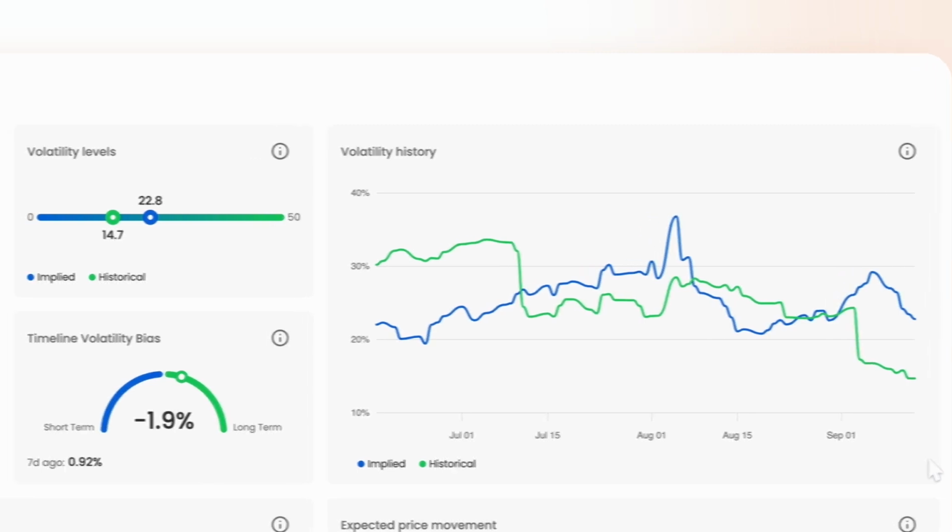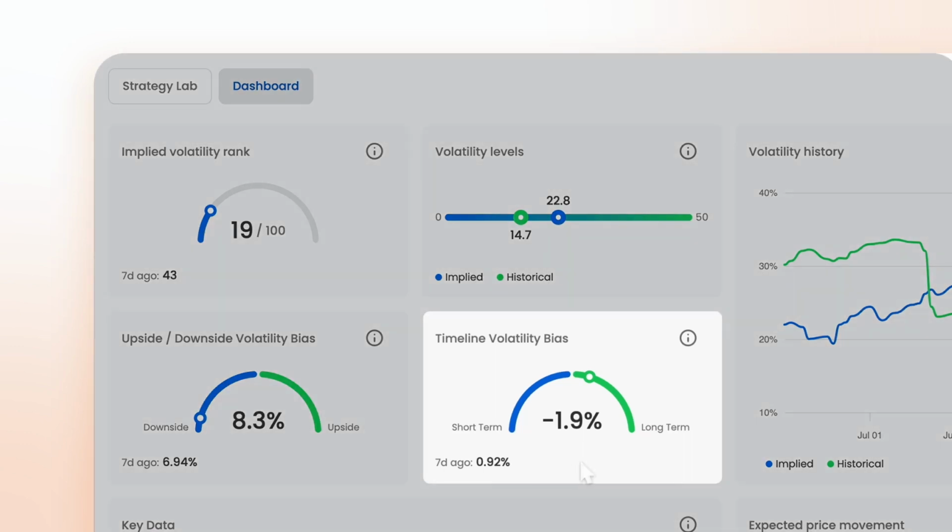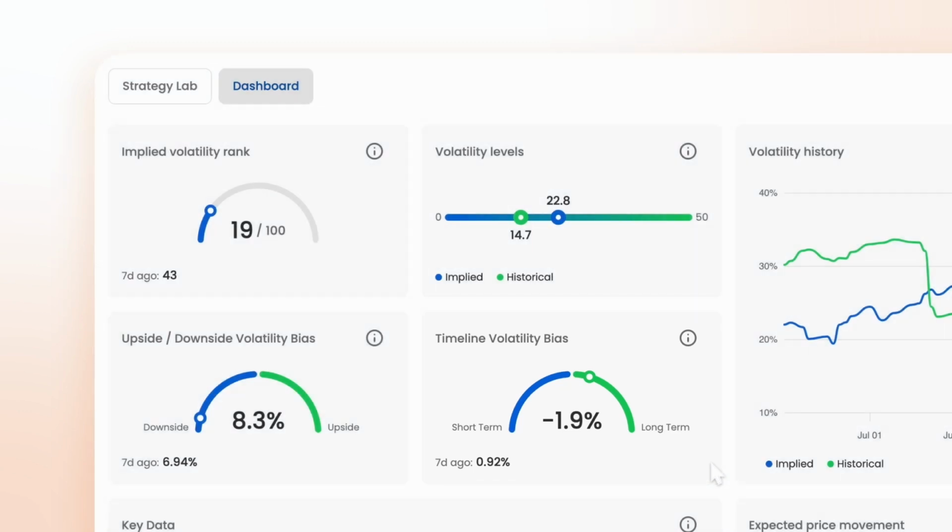The upside-downside volatility bias helps determine if traders are anticipating greater volatility in a potential upward or downward move. It looks like option traders are indicating a bearish bias. Timeline volatility bias helps traders identify whether more expensive premiums are found in short-term or longer-term dated options. It looks like options premiums are slightly more expensive in longer-term dated options for Apple.